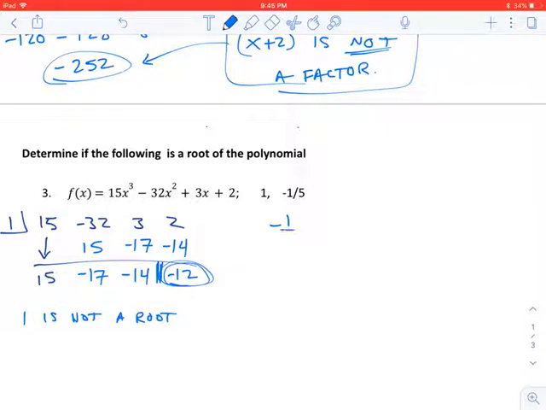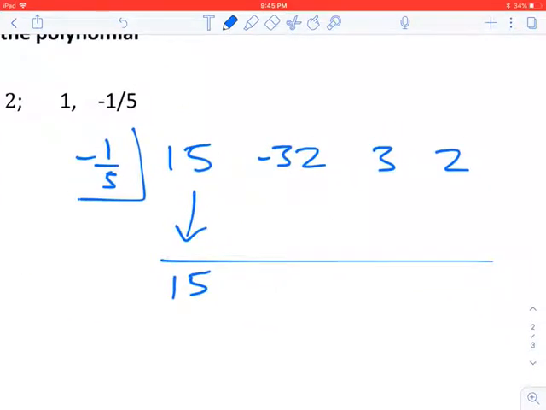So negative 1/5 is my number this time. Again, don't be intimidated by these fractions. If the fraction is a 0, it's going to be kind of easy to plug into. So like this case, 15 times 1/5 is just negative 3. So negative 32 plus negative 3 is negative 35. What's 1/5 of 35? That's positive 7. 7 plus 3 is 10. 10 times negative 1/5 is negative 2.